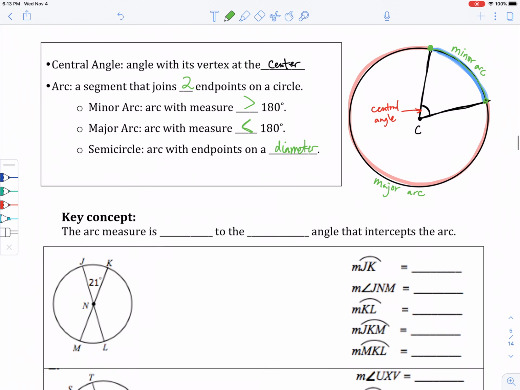Key concept to go over for our notes here. The arc measure, so let's say this minor arc, is actually equal to the central angle. So the arc measure is equal to the central angle.